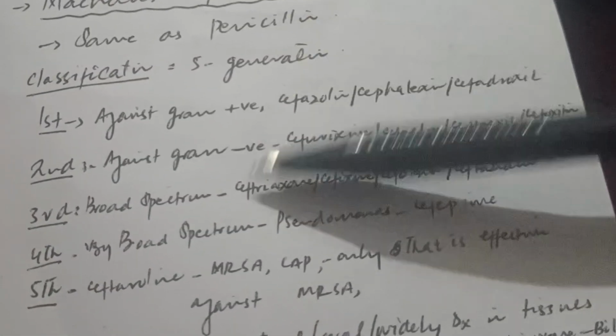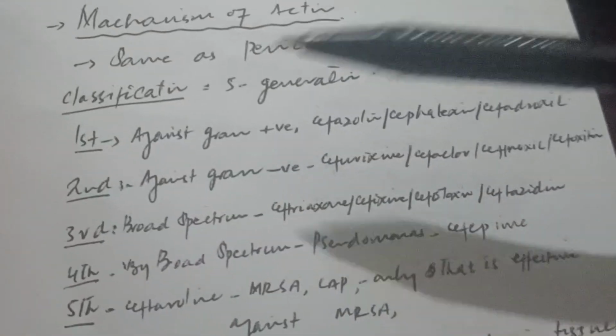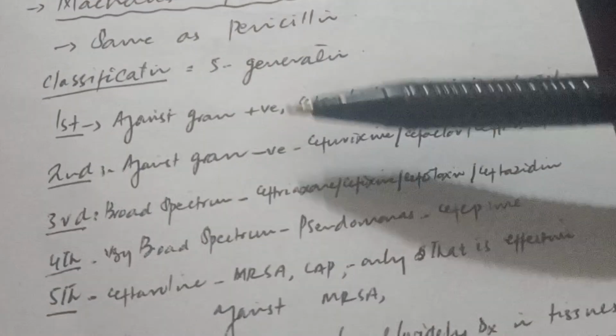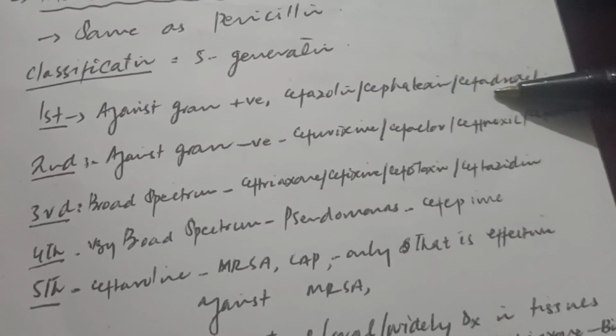The cephalosporins are divided into 5 generations: first, second, third, fourth, and fifth. The first generation covered mostly gram-positive organisms. The antibiotics in this generation are cefazolin, cephalexin, and cefadroxil.